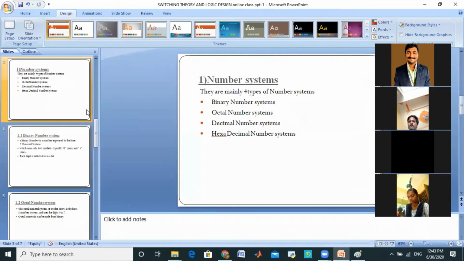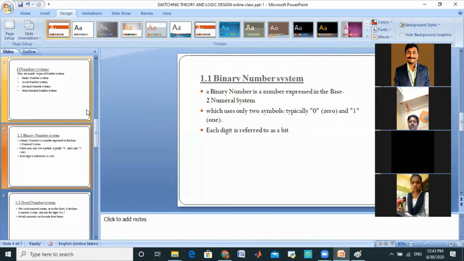I repeat again, there are four types of number systems. Those are nothing but binary, octal, decimal, as well as hexadecimal. Binary means the base is 2, it is nothing but the binary number system. Binary base is 2. Why is the base 2? Because it has only two terminals, nothing but either 0 or 1. Either 0 or 1 will be there, and nothing else remains. So that's why the base of the binary number system is 2.